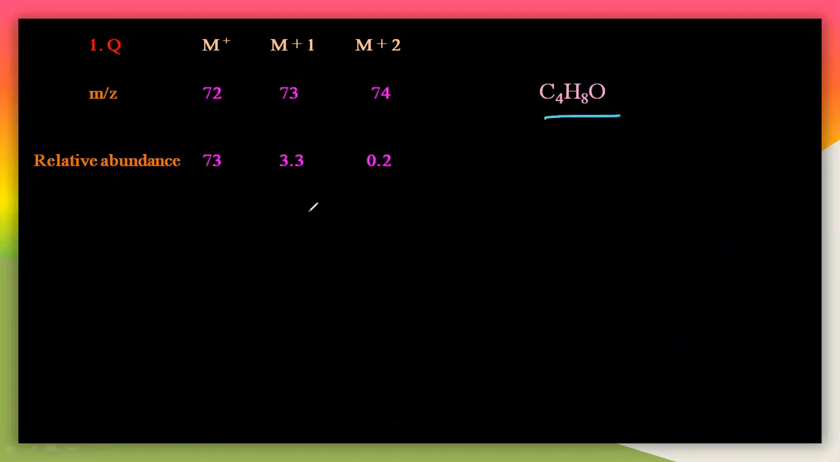So now this C4H8O, let us apply the double bond equivalence to find the exact structure of this C4H8O. C4H8O. So see here, what is the double bond equivalence rule here? DBE. So what is the rule? That is C plus 1 plus N by 2 minus H by 2.